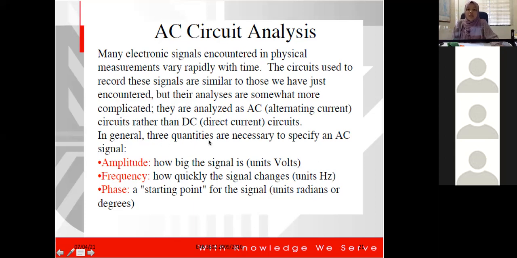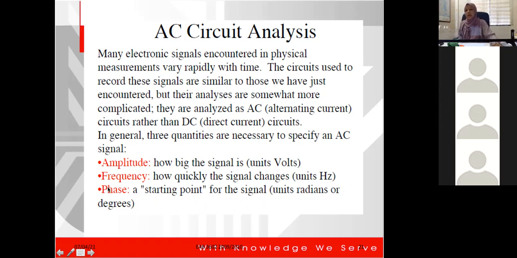In general, 3 quantities are necessary to specify an AC signal. These are the 3 main parameters that you need to be familiarized with when you do an AC circuit analysis: amplitude, frequency, and phase. So what is amplitude? Amplitude is how big the signal is, in unit volts. While frequency is how quickly the signal changes. Phase is a starting point for the signal in the unit of radians.